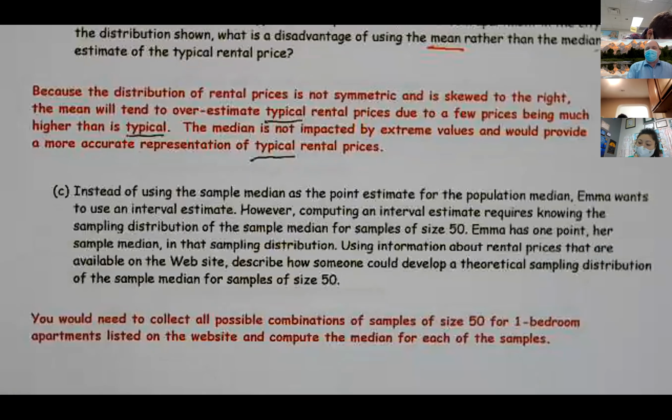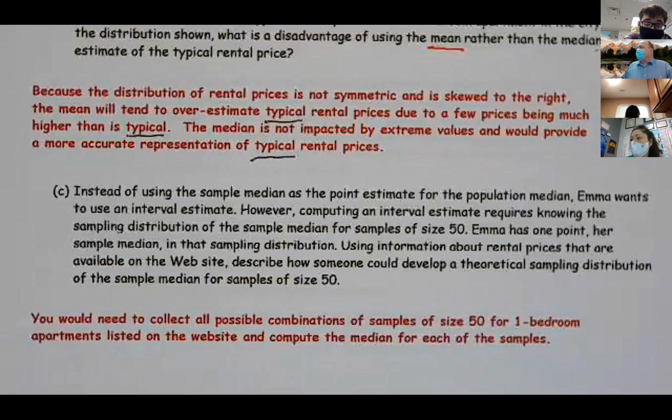So, pretty short answer, but actually a very difficult one to conceptually get. You would need to collect all possible combinations of samples of size 50 for 1-bedroom apartments listed on the website and compute the median for each of the samples.